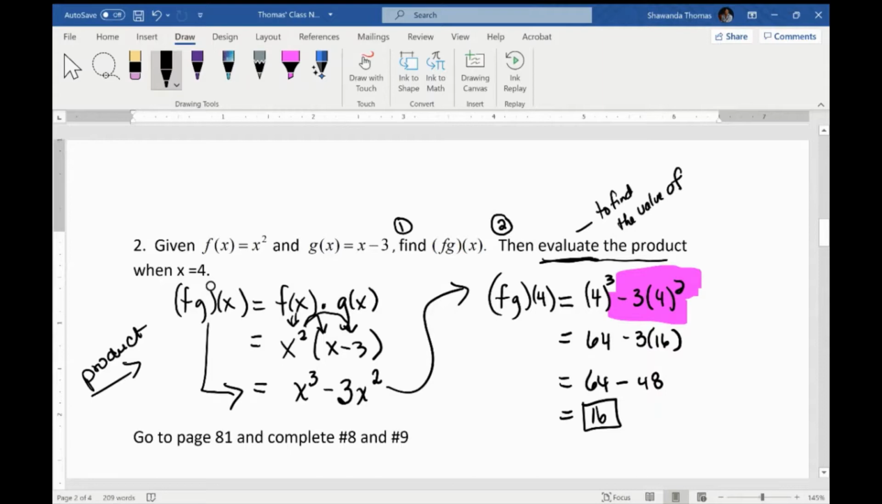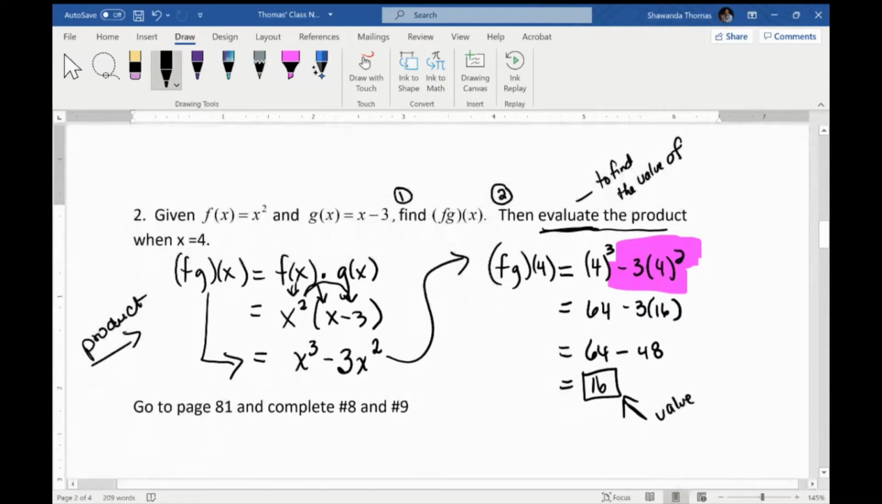So that's how you would do number 2. Anytime you're evaluating, you are subbing, as Nakir says. You're subbing or you're making a substitution to find some value or some number. Normally it is a number. It doesn't always have to be, but normally it is. Any questions about that one?